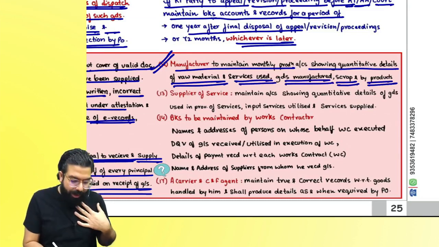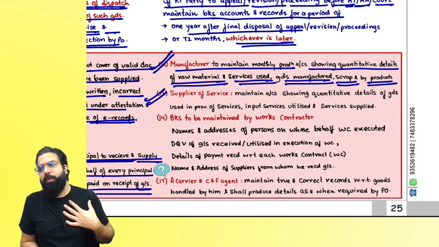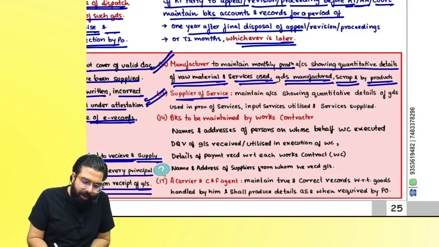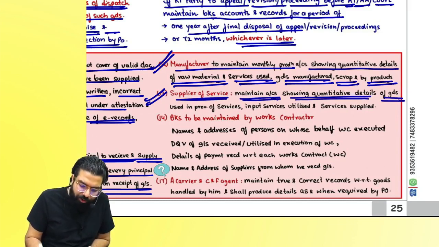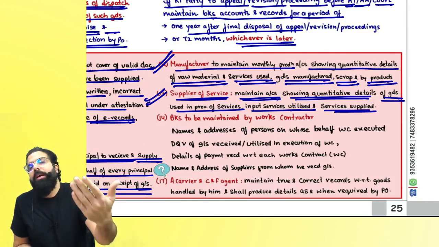I am a service provider. What are the details I need to maintain? They told that a supplier of service needs to maintain accounts showing quantitative details of goods used in the provisioning of service, input services used and utilized, and services which have been supplied.